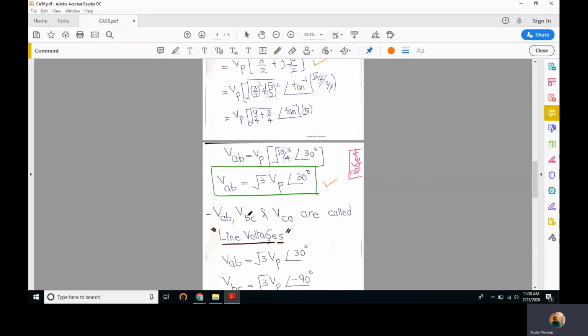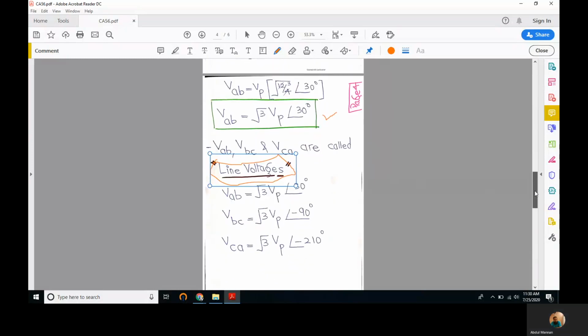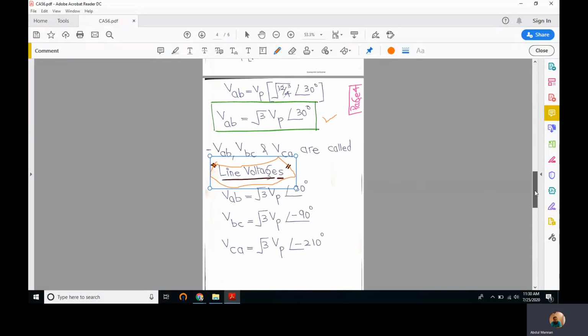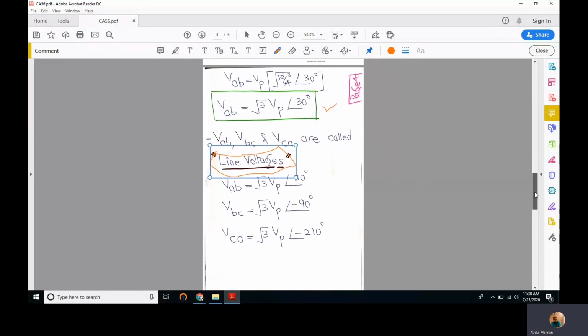So the line voltages VAB, VBC and VCA are called line voltages. Line voltages are 1.73 times larger than the phase voltages. What are phase voltages? VAN, VBN, and VCN are phase voltages. So now we have studied two different types of voltages in a three-phase Y-connected system: the set of phase voltages and the set of line voltages.